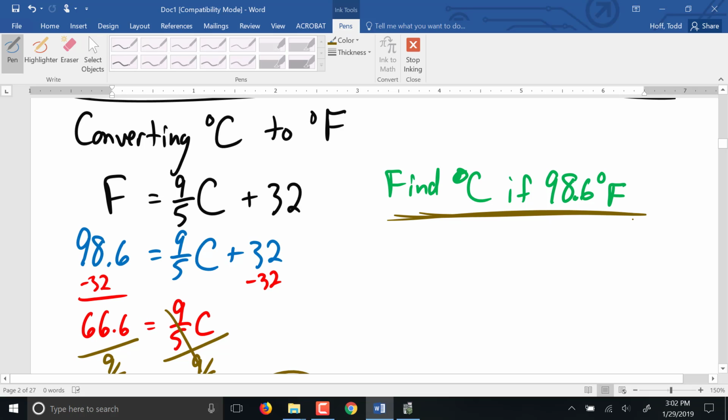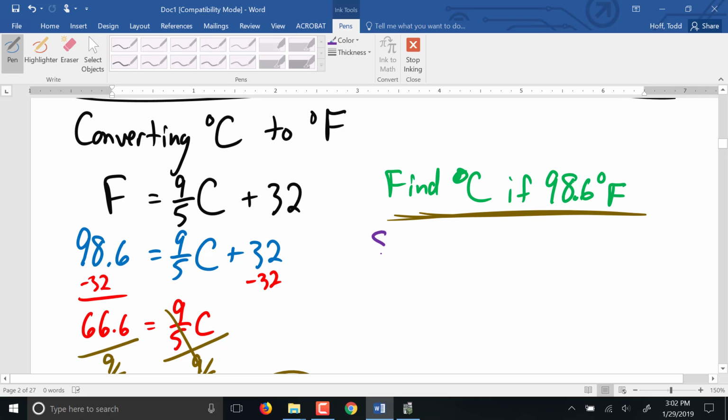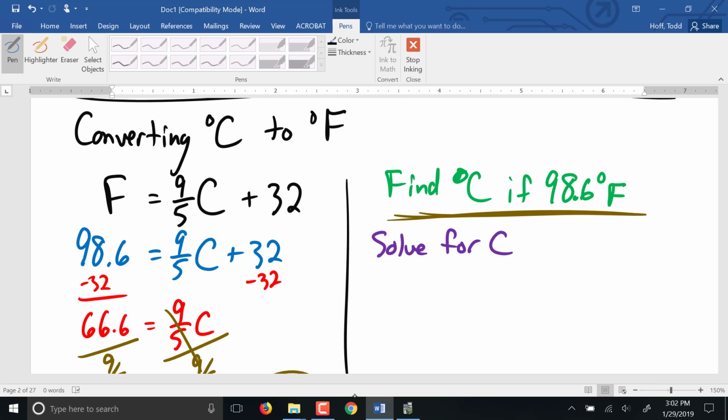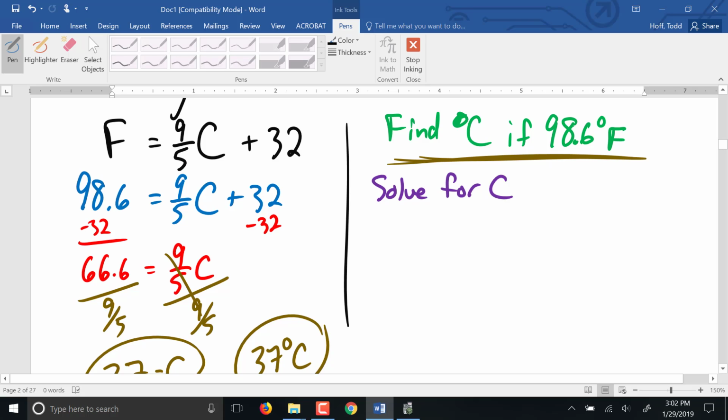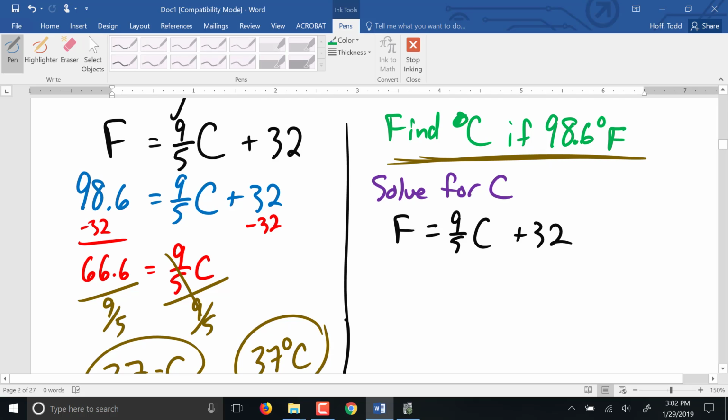But if I was doing that over and over again, if I was converting Fahrenheit temperatures to Celsius temperatures, I would want to rearrange this formula so that it was C equals some formula. If I wanted to solve for C, I'll take that formula, F equals 9/5 C plus 32. And I have to get C by itself. C is multiplied by 9/5, and then 32 is added to it. So to solve it, I'm going to reverse that. I'm going to subtract the 32. That's gone. Over here, F minus 32 is just F minus 32.